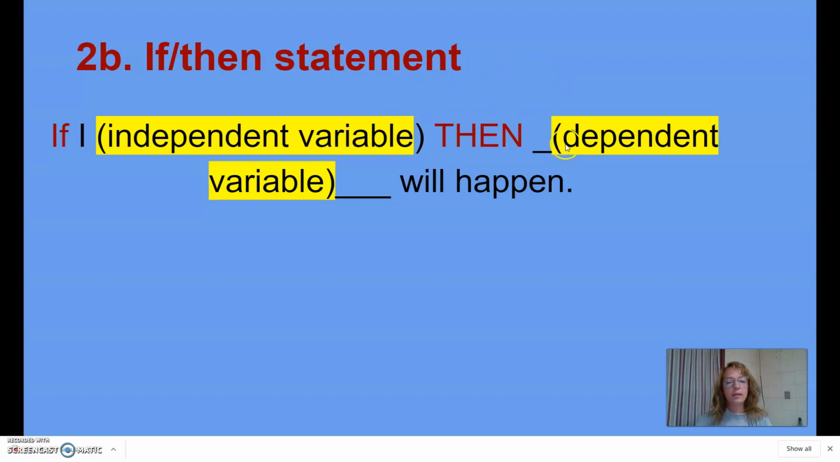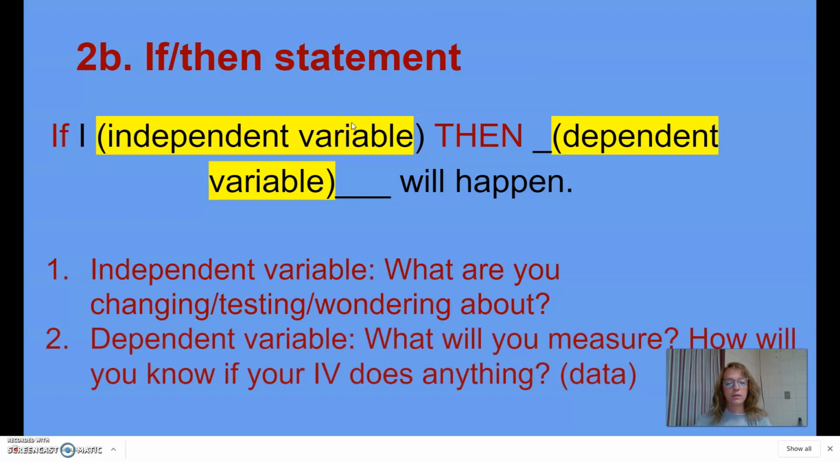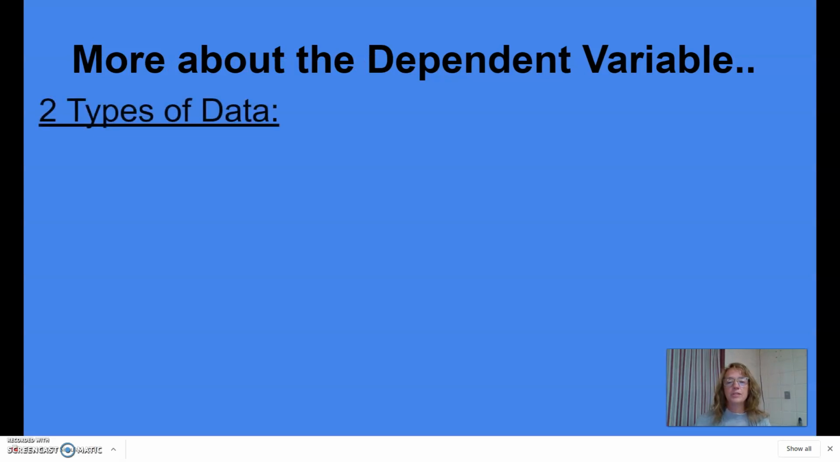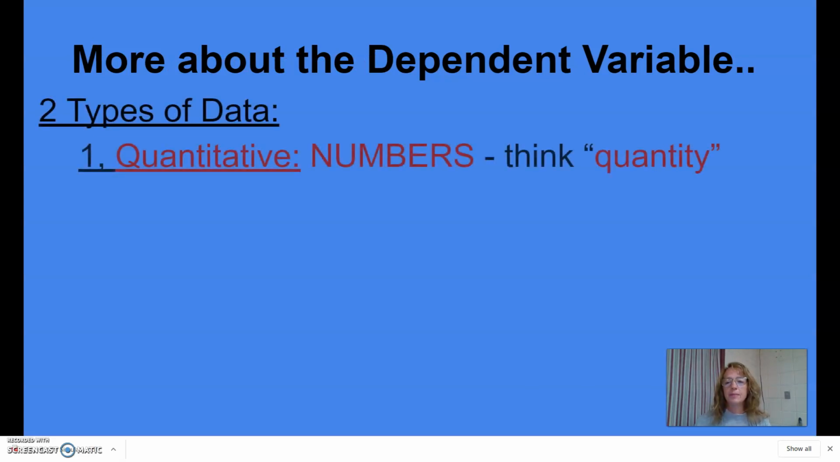So D for dependent, D for data, D depends on what happens here. Make sure you know the difference. So there's some more detail on how to remember that. I would write that red stuff down. Pause the screen. Okay, there are two types of data we can collect.